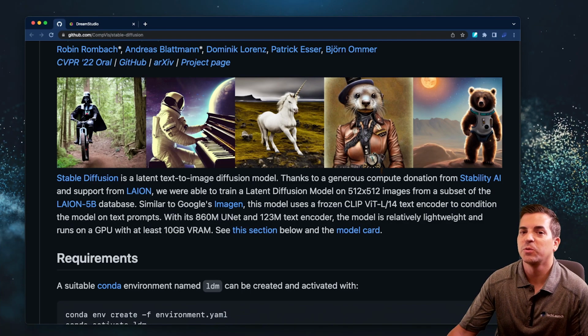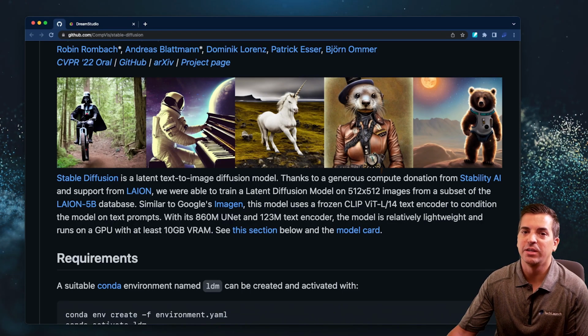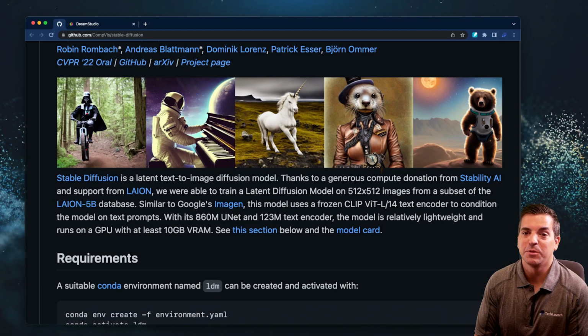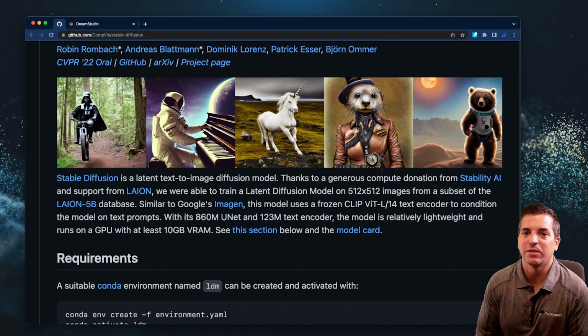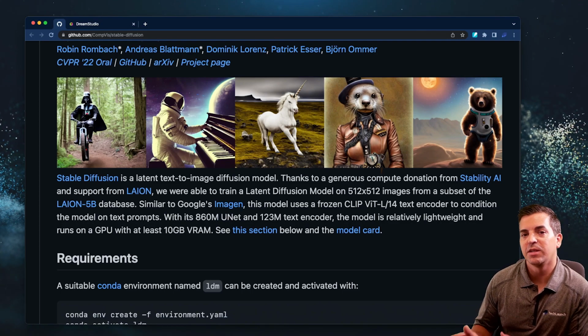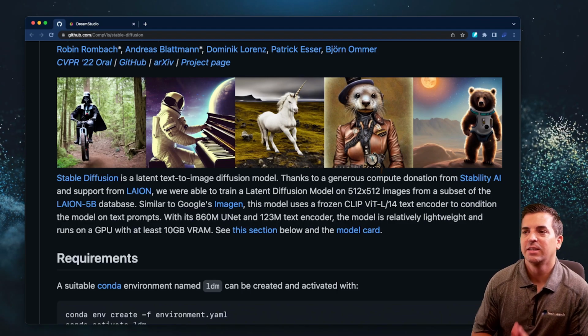So again, this is the really cool part: because it's set up this way, it can be run in a local environment, not a beefy machine necessarily. You can literally download it and run it in your local environment. And in this video, we have a section that goes over exactly how to do that.